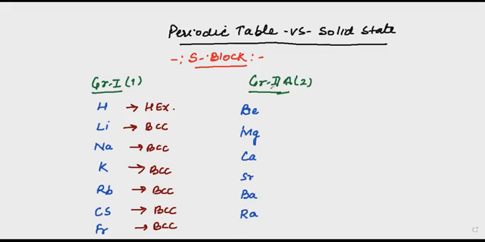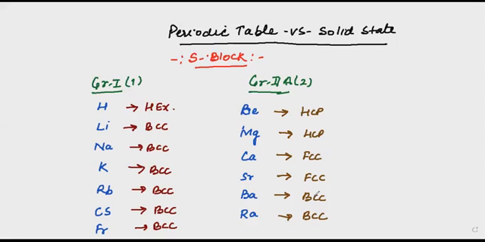Now we are coming to the related crystal structures. Beryllium is actually HCP type. Magnesium is also HCP. Calcium is actually FCC. Now strontium is also FCC. Now barium is actually BCC. Radium is also BCC. So this is the S block. Clear, students? So these are how the different elements belonging to the S block form the different types of crystal systems.